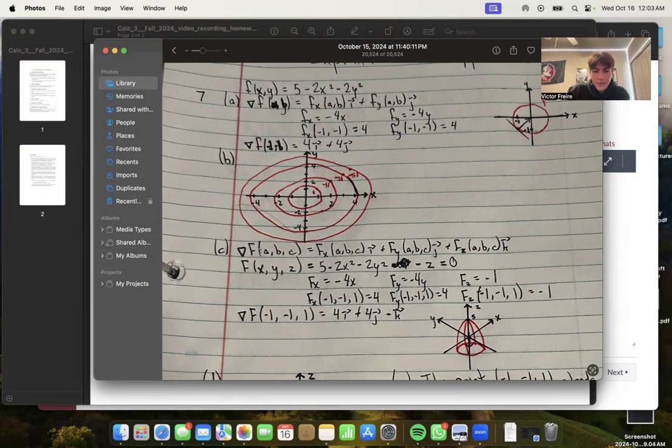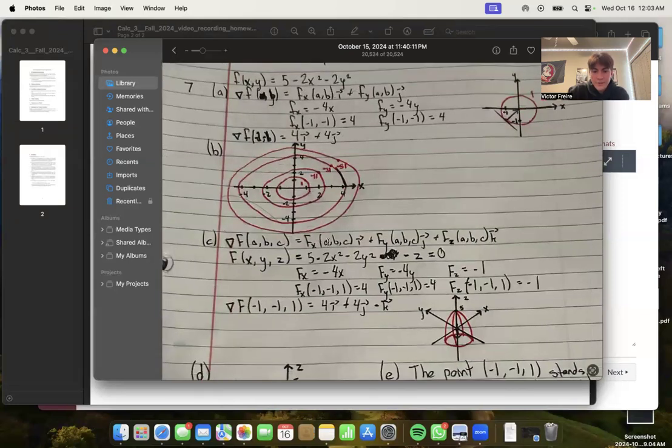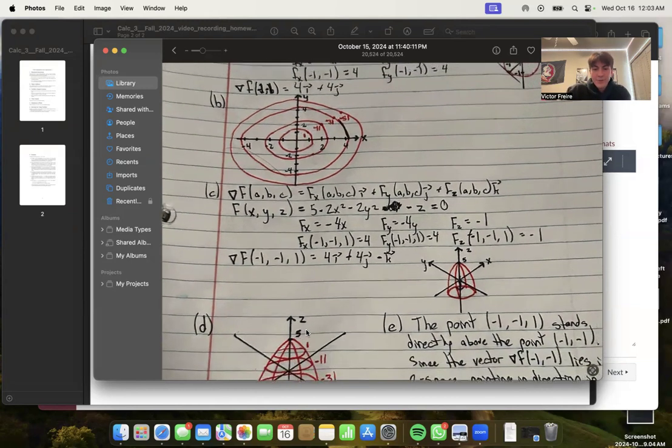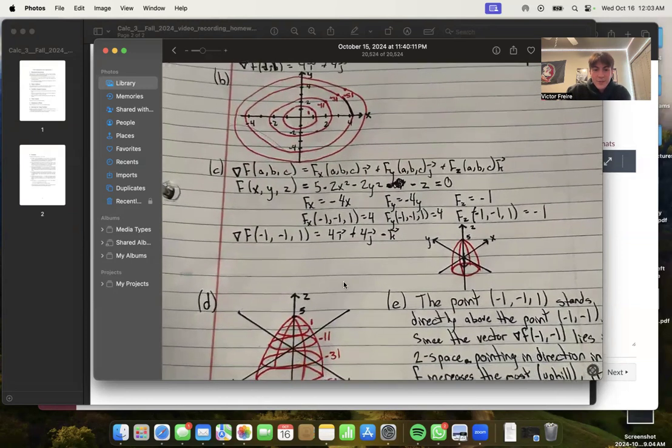And then right here too, I just wrote the formula for the gradient vector of a three variable function, like a, b, c. So this is the formula right here. It's gonna be the partial derivative with respect to x, i, plus the partial derivative with respect to y, j, plus the partial derivative with respect to z, k. That's a mouthful.